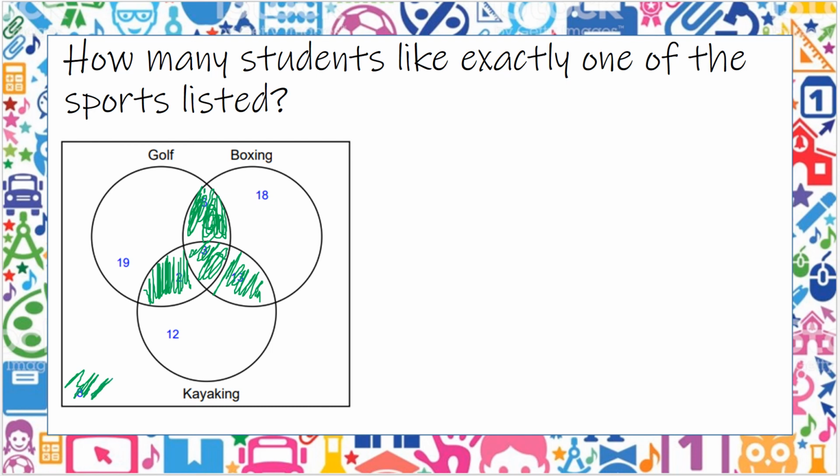So the ones that we're left with like just one. The 19 like just golf. The 18 like just boxing. And the 12 like just kayaking. So we're going to add together those numbers to see exactly one sport, the students that like that. There is a total.